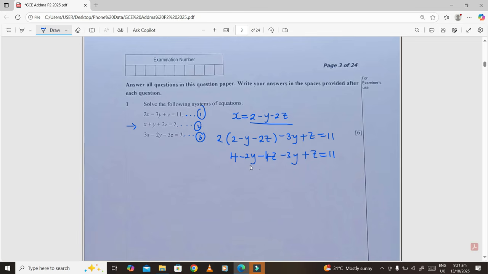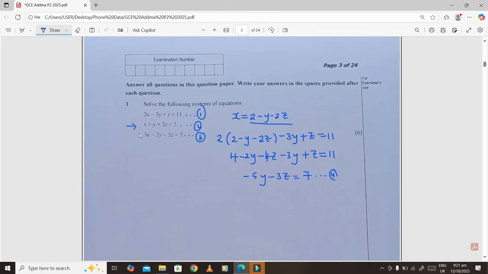So from here, we group the like terms. So minus 2y and minus 3y will give us a minus 5y. And here it will be minus 3z, because minus 4z plus z will be a minus 3z, which is equal to this 11 minus 4, because the 4 which is here will come this side. So it will be 11 minus 4, which will give us a 7. So we shall call this equation 4. So we've got 4 equations here.